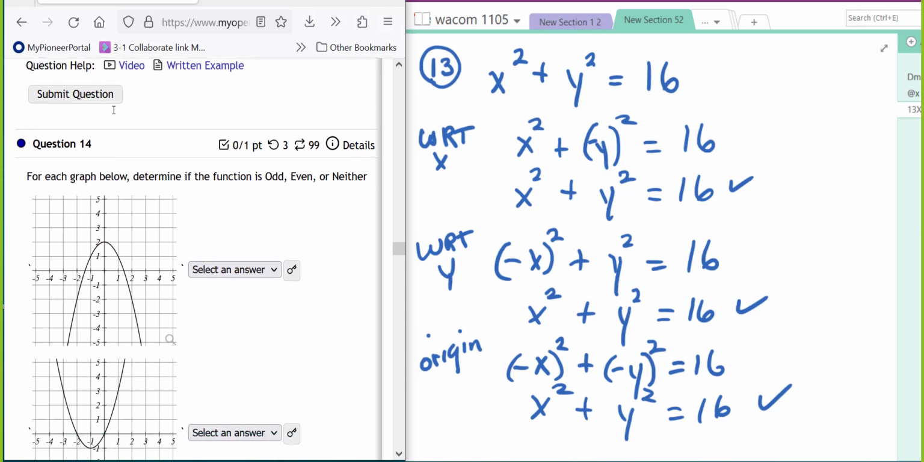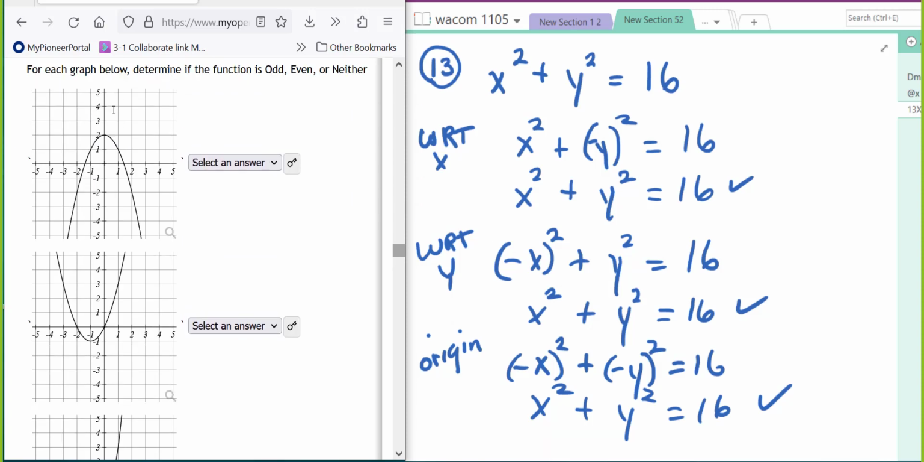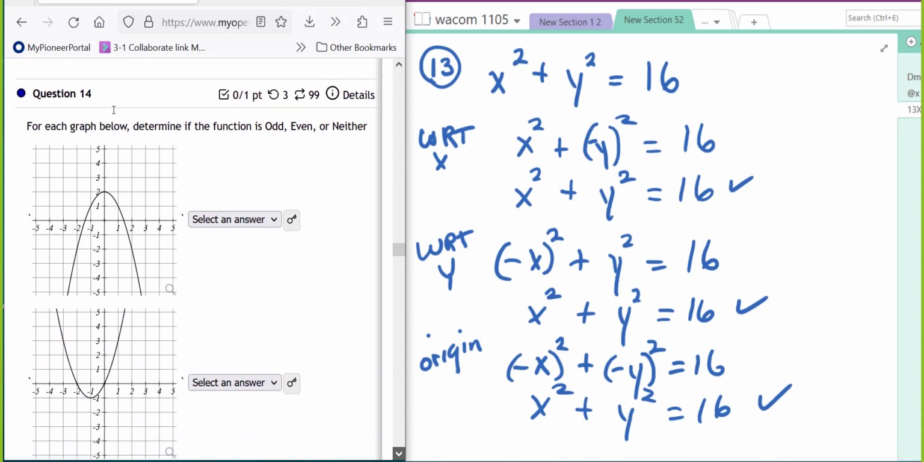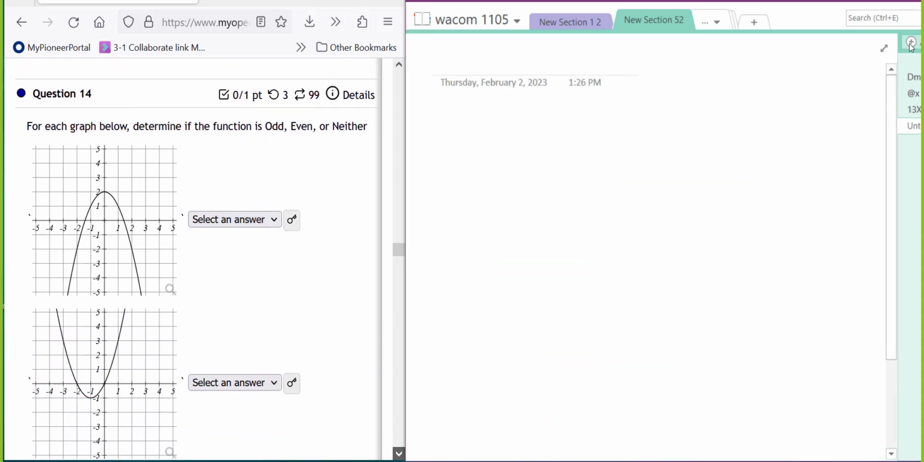All right. Next we'll go to 14. And this is more what I talked about in the regular video with your notes, is odd or even. So we're not going to have symmetry with respect to x here. So these are going to be functions. If it's symmetric and you're looking at the picture, symmetric to the y-axis will be even. So it's going to look the same on the left as the right of the y-axis.